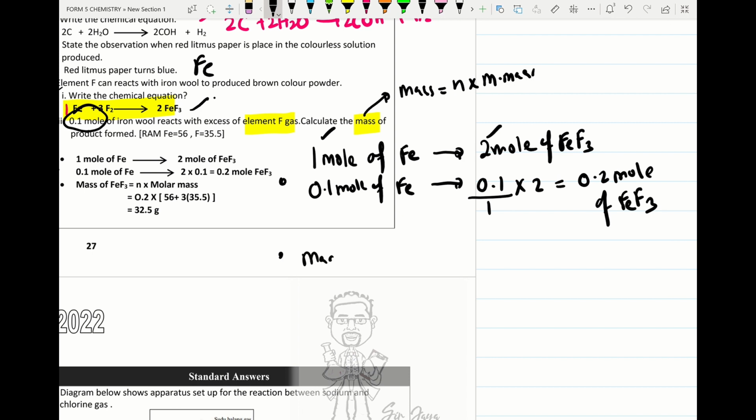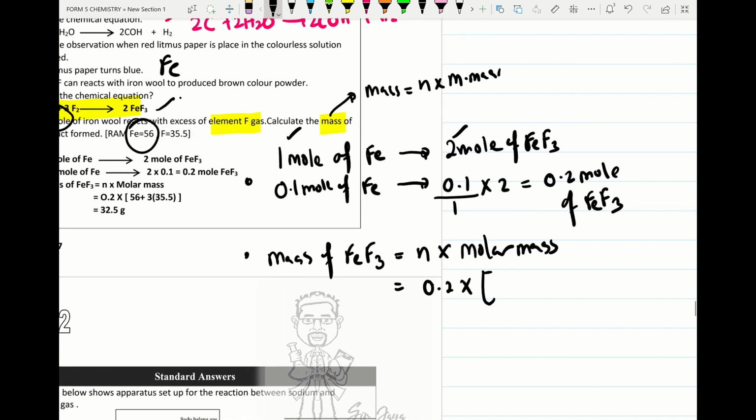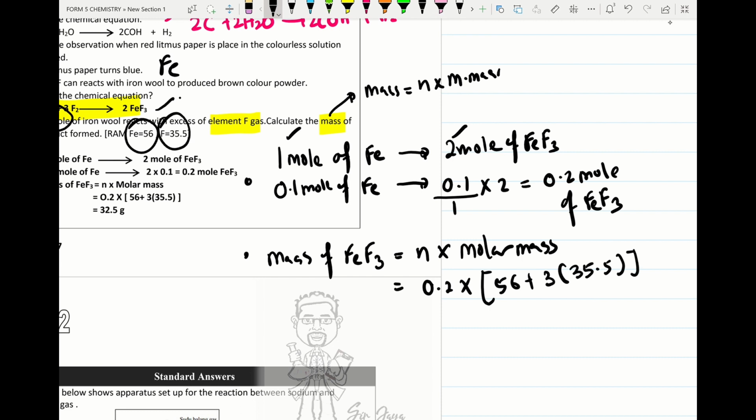Next point, we go for mass. Mass of FeF3. So we take number of mole times with molar mass. So the number of mole 0.2 times with molar mass of iron, RAM of iron given here 56 plus 3 times RAM of F is given here 35.5. So we try to find the answer 32.5 gram.